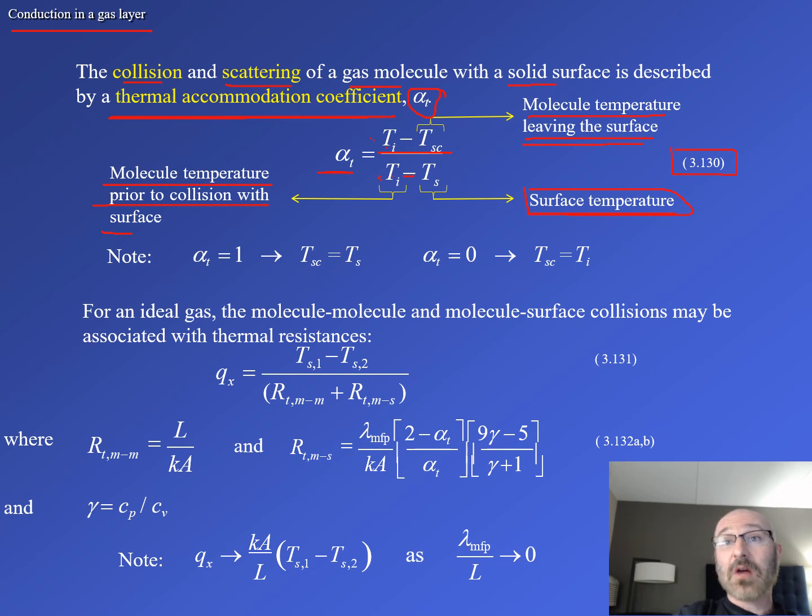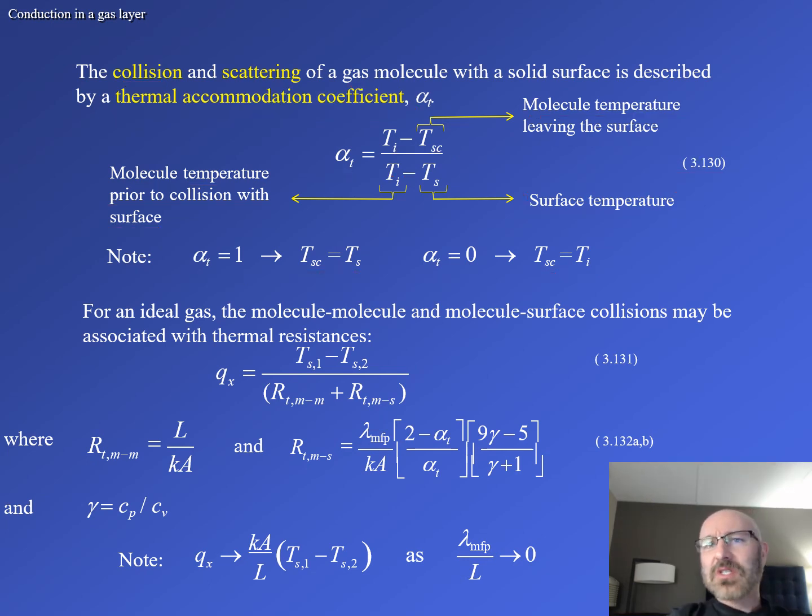So let's take a note down here. When our alpha sub t, the thermal accommodation coefficient, is equal to 1, then T sub sc, the molecule temperature leaving the surface, is equal to the surface temperature. So when alpha sub t is 1, these two are equal to each other. Now the other case, when alpha sub t is equal to 0, then T sub sc is equal to T sub i. So our molecule temperature leaving that surface is equal to our molecule temperature prior to colliding with the surface. Those are the two cases on either end of the spectrum, where alpha sub t is equal to 1 or 0.